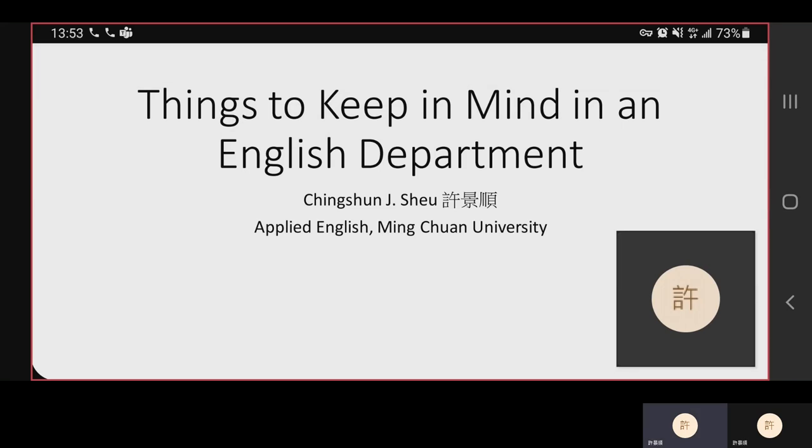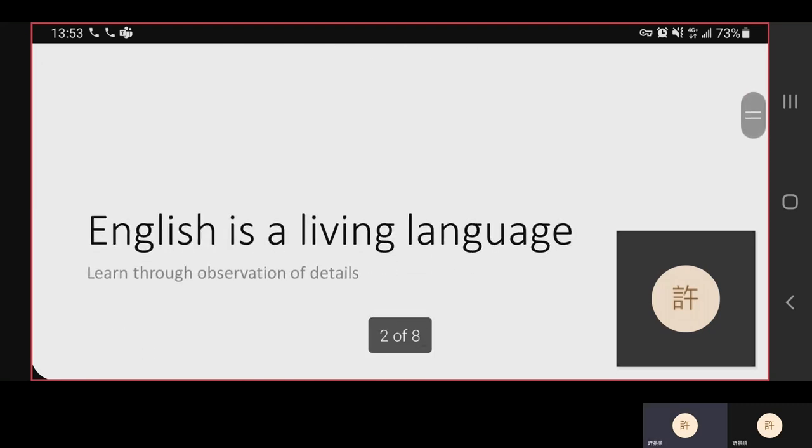Okay, things to keep in mind in an English department. The first, of course, is that most things will be done in English. And so if your English was not very good at the beginning, you're going to have to catch up. But what is the best way to learn English? Most of you studied your textbooks very hard and other reference books throughout your 6 to 12 years of studying English in your life up to now. So if it has not been working for you up to this point, maybe you can try something different.